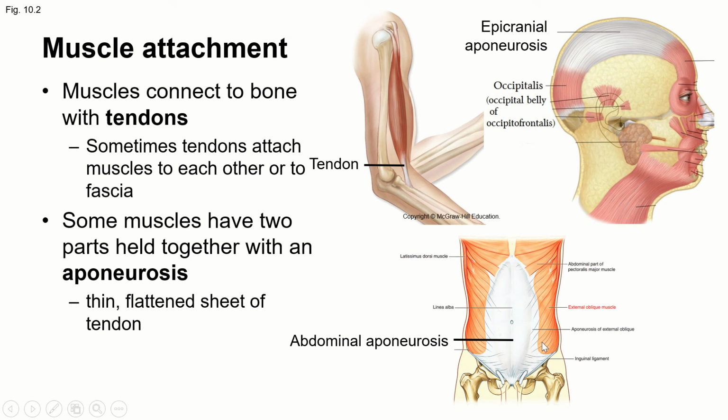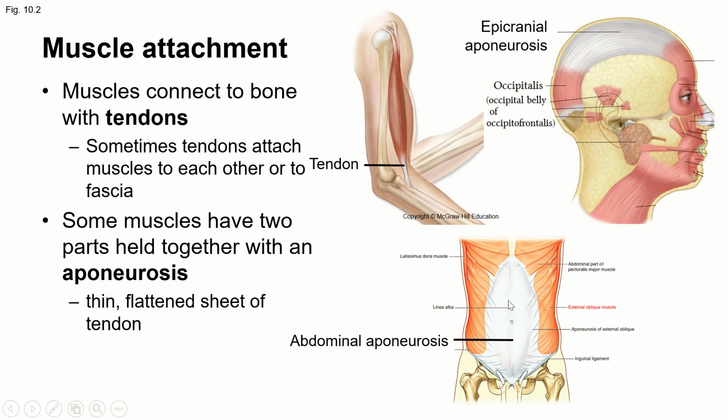Muscles that have two sections held together by a tendon, that tendon is usually wide and flat, and it's called an aponeurosis, which is a very complicated word, but practice saying it, aponeurosis. So you have an epicranial aponeurosis that connects the frontalis and occipitalis muscles, and it is this wide band of tendon that goes all the way across your skull.